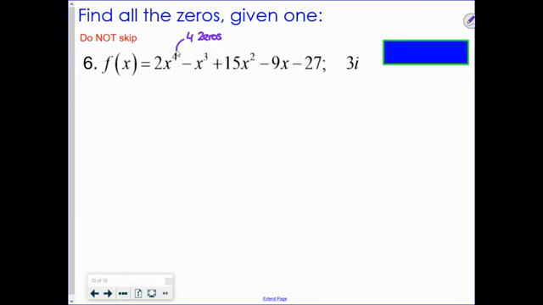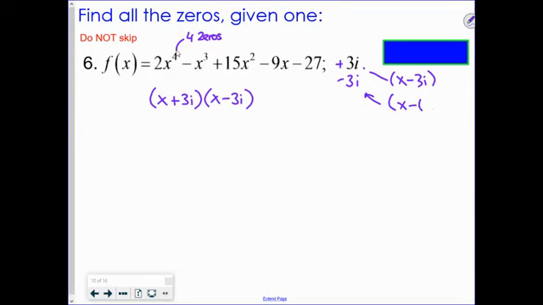The zero we've been given is complex. It was 3i. Now this, like an irrational one, is going to have a partner. If you have a zero that's plus 3i, you will also have another one that's minus 3i. So if I made those into factors, I'd have x plus 3i and x minus 3i. I've actually written those the wrong way around. This one would give you x minus 3i as a factor, and this one gives you x minus negative 3i, which is what gives you x plus 3i.